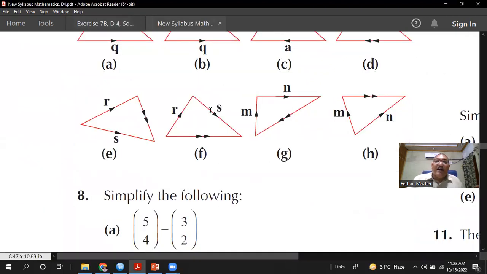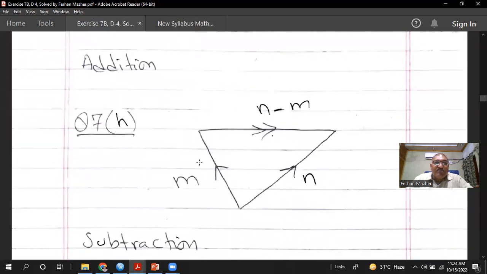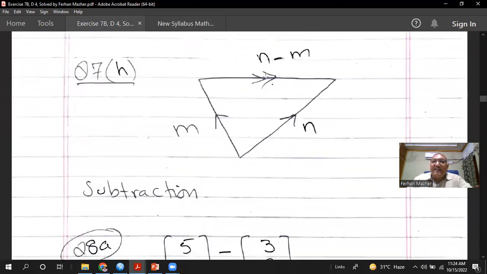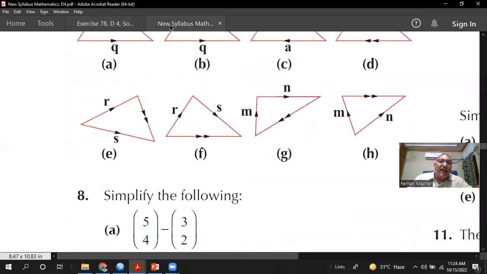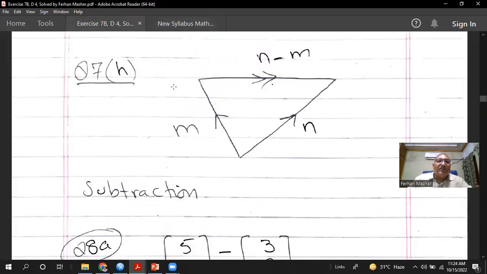This one is tricky. H part, here you can see both the vectors placed in such a way that the tails are joined together. Whenever you put two vectors in such a way that the tails are joined together, and you have completed the triangle, that represents a subtraction. Now if you look at the resultant vector, its arrow is towards the head of the N, so this will represent N minus M. So that was question number 7.